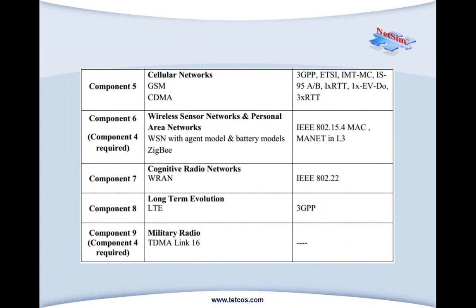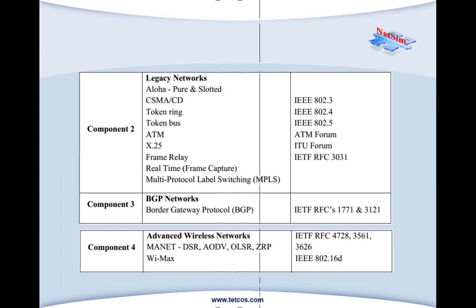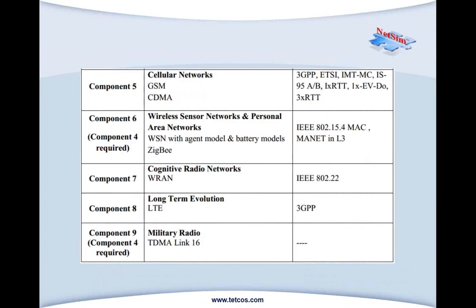Then in component 7 we have cognitive radio network, which is wireless regional area network. That is all designed on IEEE 802.22 standards. Then in component 8 we have LTE, Long Term Evolution. In component 9 there is the military radio network. So these are the various components we use in NetSIM. So we will design these kinds of networks in NetSIM.